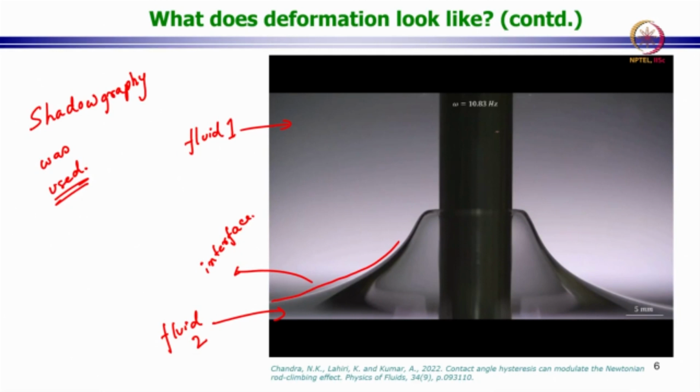There is this rod here. This black object is the rod, and it is going to rotate, and the angular velocity is given here. I will play this video for you, and let's see what happens.